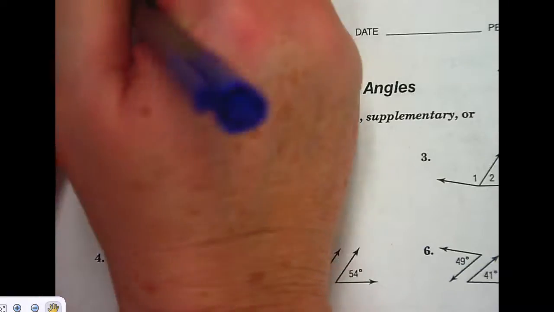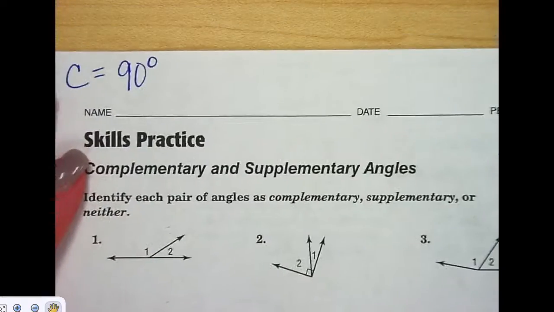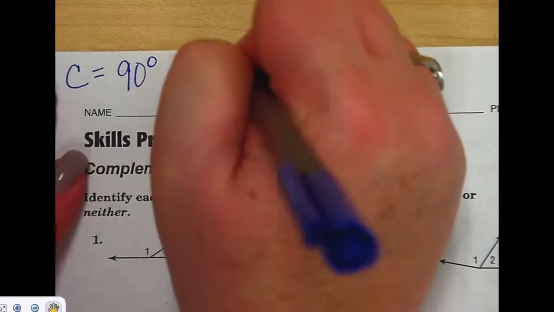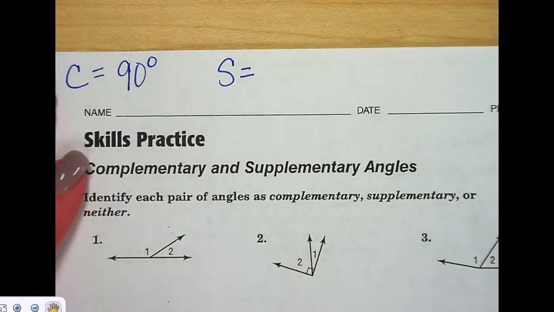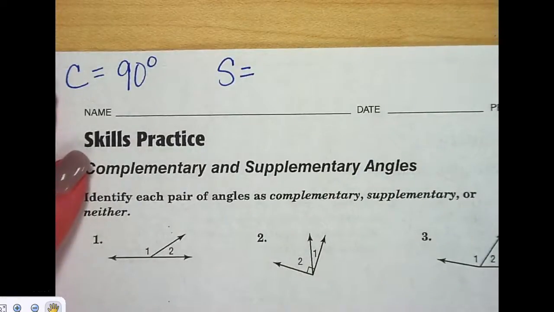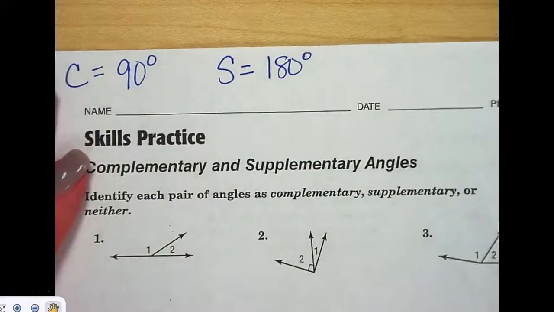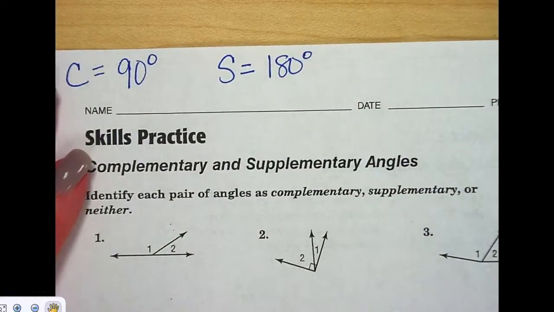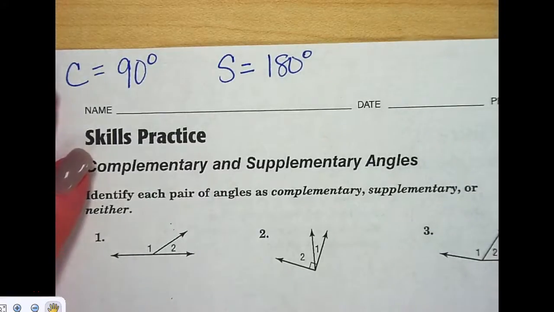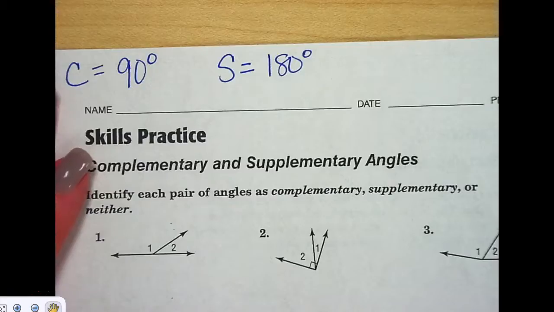Add up to 90 degrees. Complementary angles add up to 90 degrees. And supplementary angles, what do supplementary angles add up to? Autumn? 180 degrees. 180 degrees is also known as what kind of angle? Straight angle. It's a straight angle. So you have a straight line as a basis. So a straight line that's split.